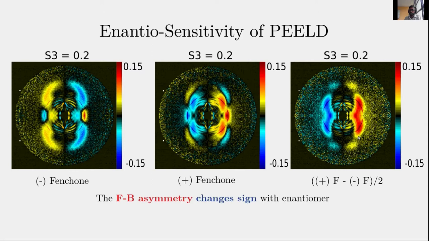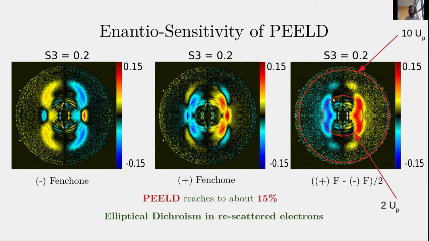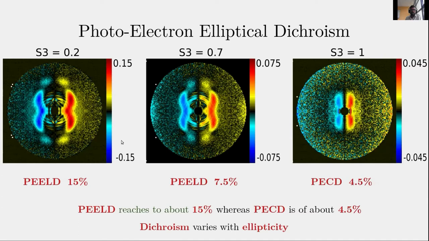Now here, we can see that we do observe rescattered electrons, because if you draw the 2Up circle and the 10Up circle, we see electrons higher than 2Up, hence they are rescattered, or indirect electrons. Now, how does the asymmetry in the rescattered electrons change with the ellipticity?